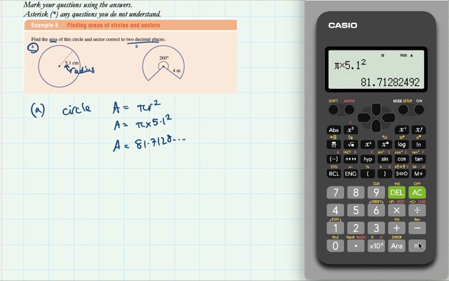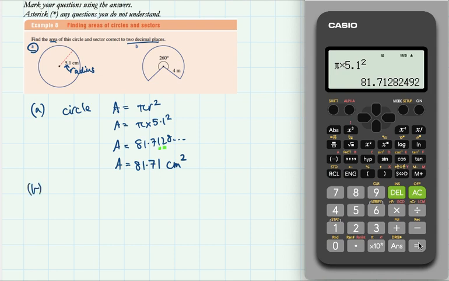Now it does say to 2 decimal places. So let's go to that second decimal place, 1, and next door 2. Now that 2 is not going to round up, so the second decimal place maintains itself as 1. We add our units, and since it's area, make sure to square it. So this is the area of our circle. It's 81.71 square centimetres. Let's move on to B.